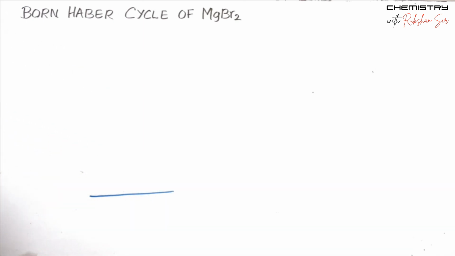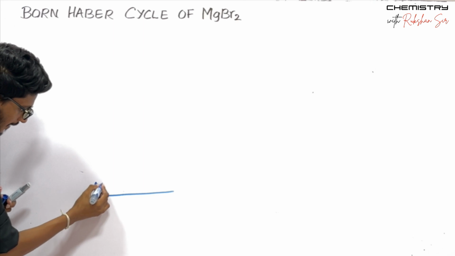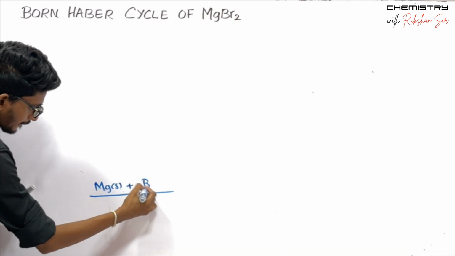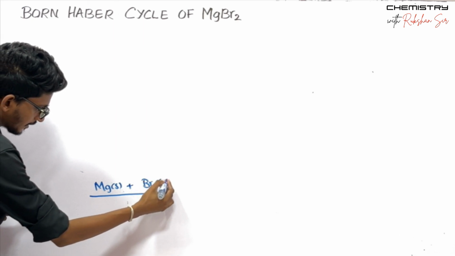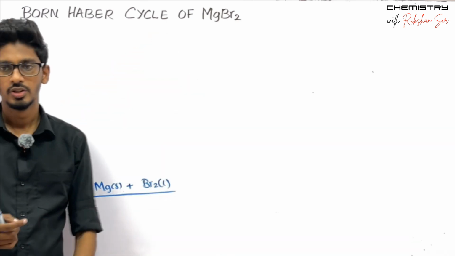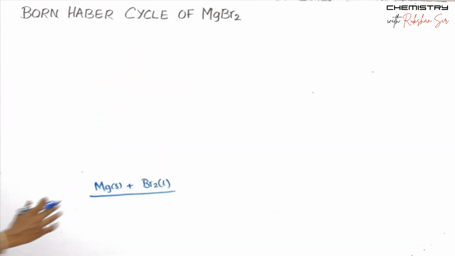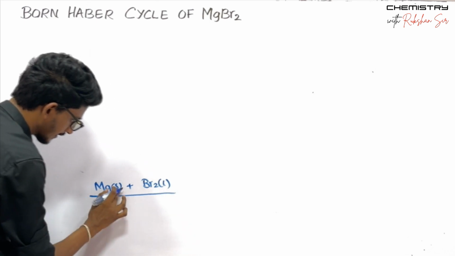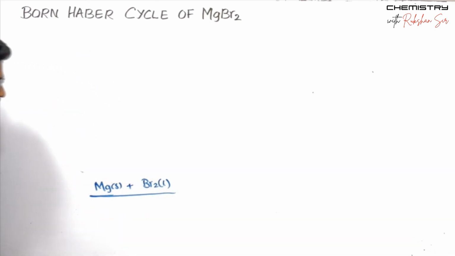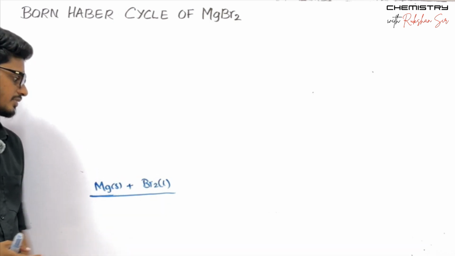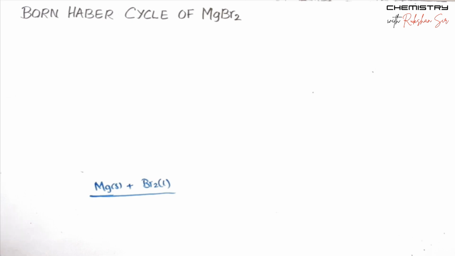Reference forms are magnesium solid and Br2 liquid. As our system contains one magnesium atom and two bromine atoms, these are the reference forms of the two types of component atoms, right? One magnesium and two bromines are represented here. So the reference forms are written.